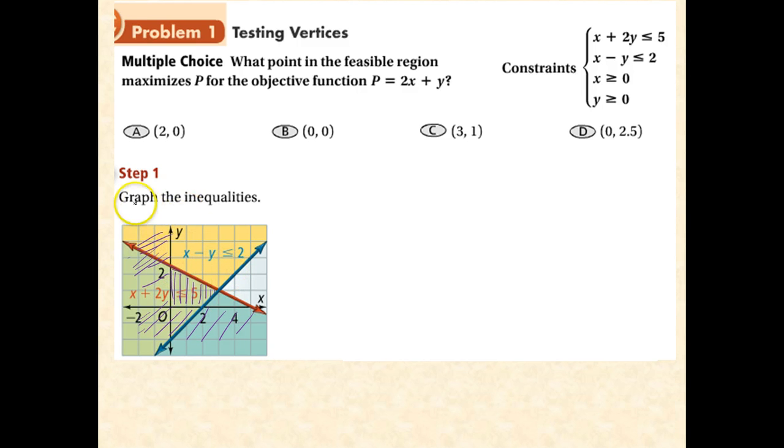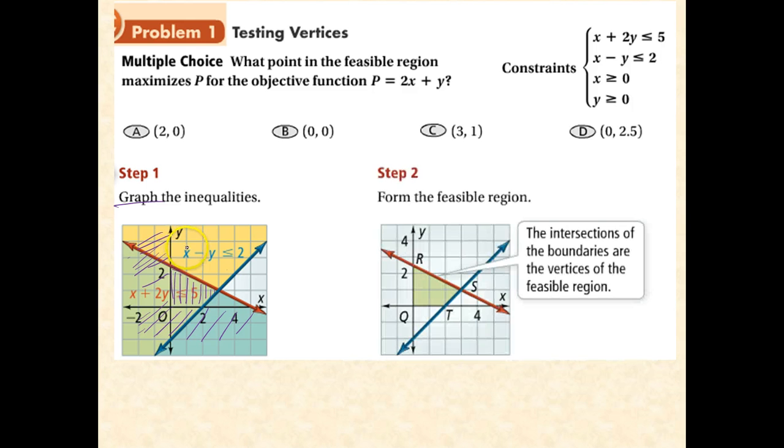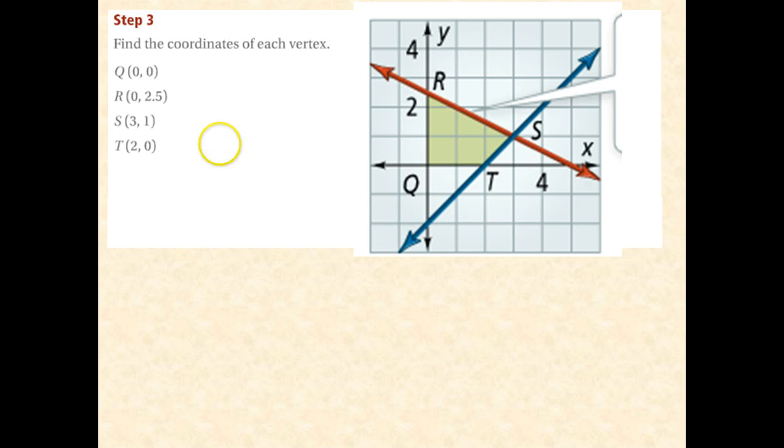The first step is always to graph the inequalities. The second step is to form the feasible region. The boundaries all intersect, and it's whatever's inside. Then you want to find the coordinates of each vertex. And if they're not easy to see, you can always solve the system of equations that are represented by these lines.